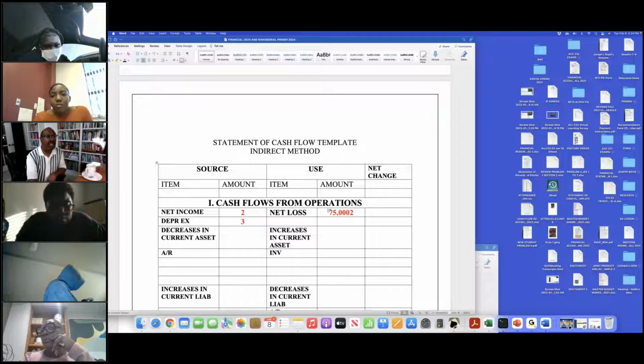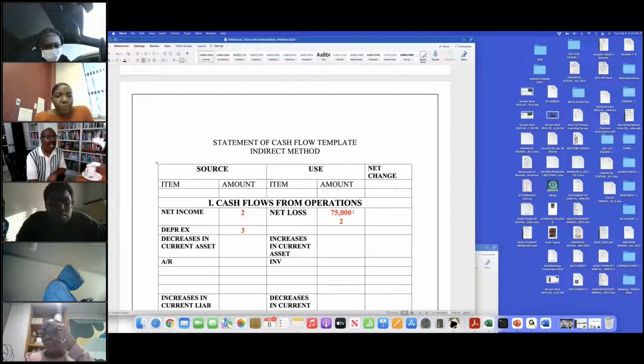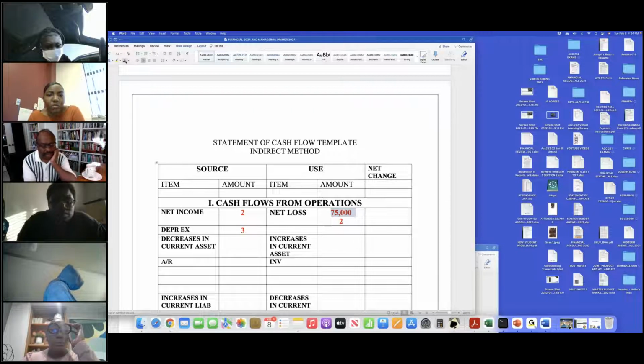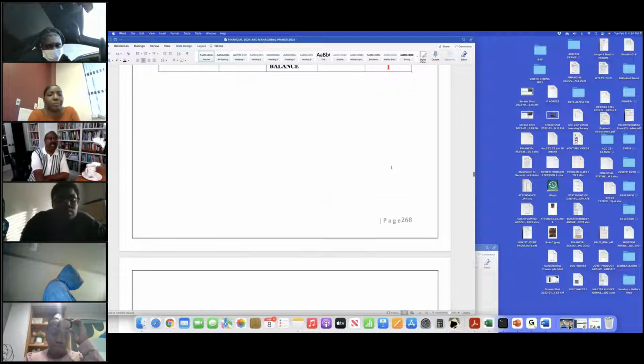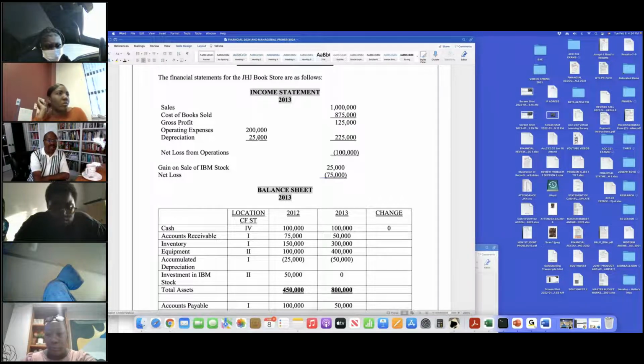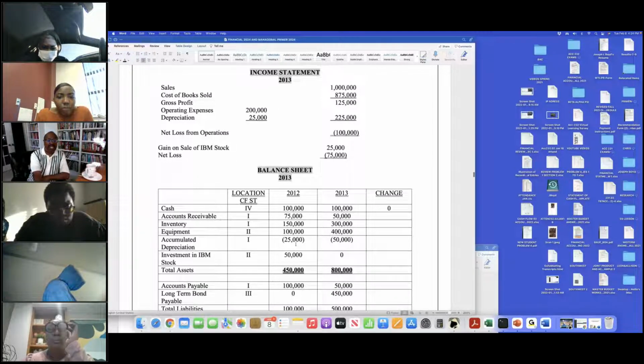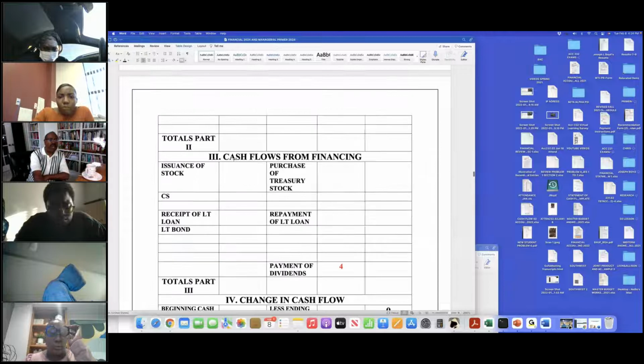So that becomes a use. The third thing I told you to do was what? Put in depreciation. You can get depreciation from one or two places. Here it is on the income statement separately stated. Or you can look at the change in accumulated depreciation between the beginning and end of the year. So it went up by 25,000. So that's the third thing that we're going to put on our statement.